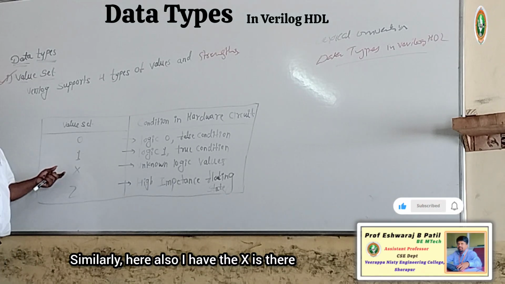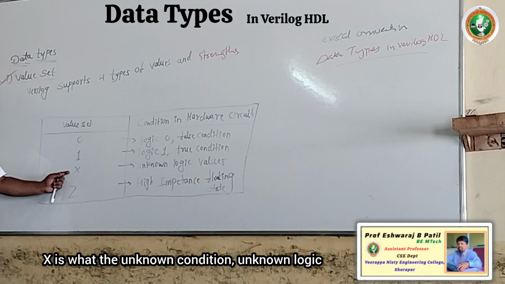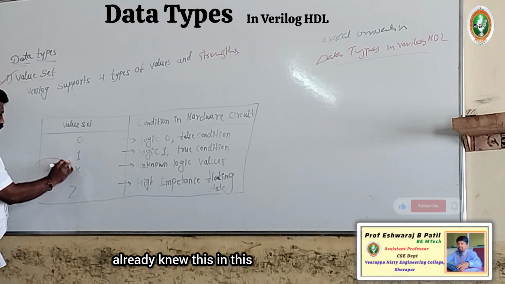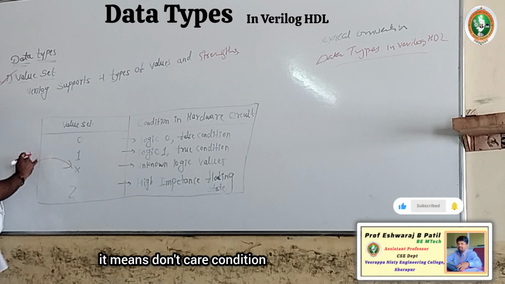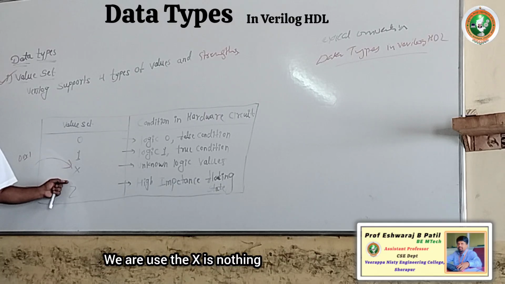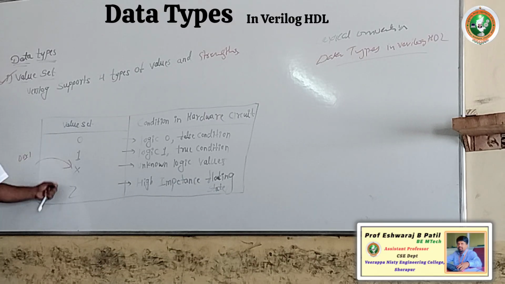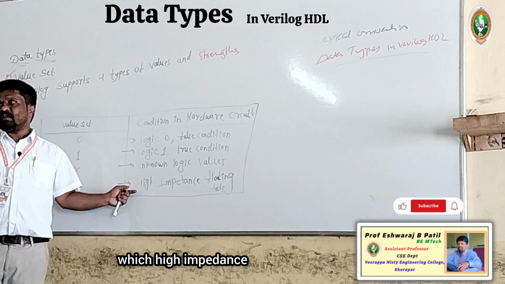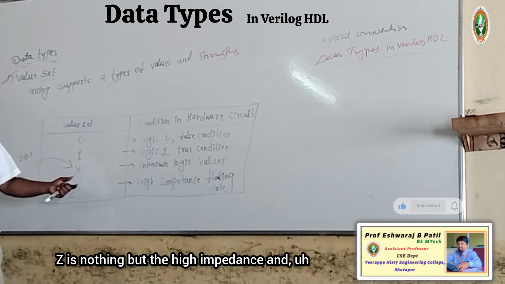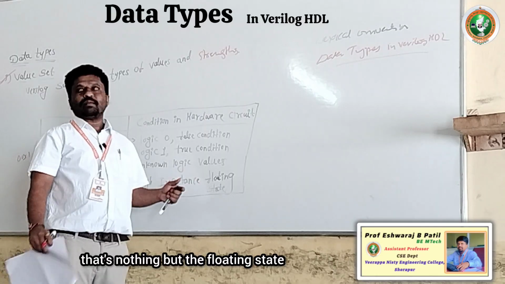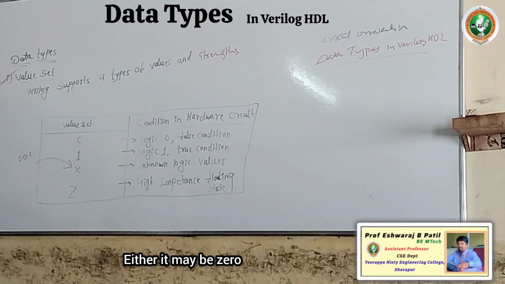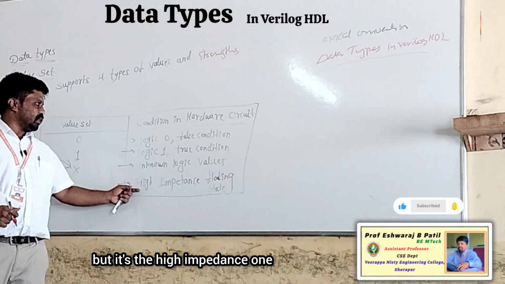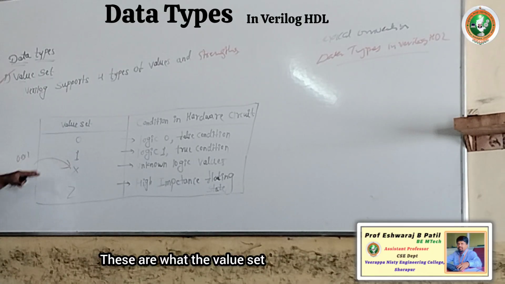Similarly, X is the unknown condition, unknown logic, either it may be 0 or 1. As you already know, it means the don't care condition. X is nothing but the don't care condition. And Z is high impedance, which is nothing but the floating state. Either it may be 0 or 1, similar to X, but it's the high impedance one. These are the value set.